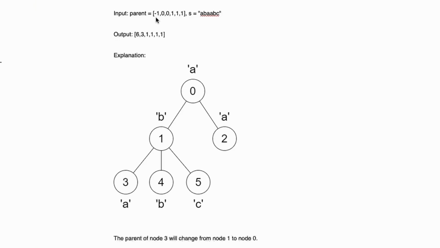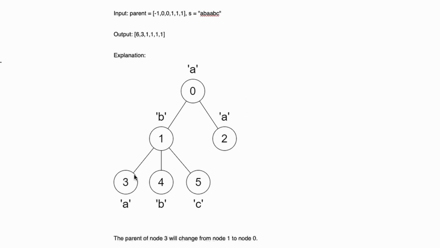Looking at the example, parent is -1, 0, 0, 1, 1, 1, and the string is a, b, a, b, c, and we'll see that our output is 6, 3, 1, 1, 1, 1. This is because if you look at this diagram here, we would take this node 3 and reassign its parent to 0. Why do we do this? Well, we see that 0 is an ancestor that has the same value. And notice we do not assign this 3 to node 2, because technically this is not an ancestor.